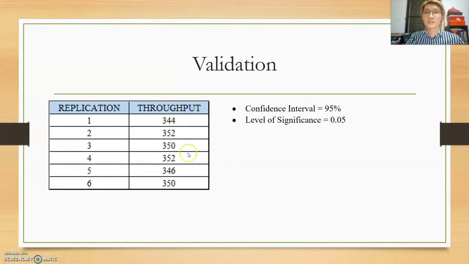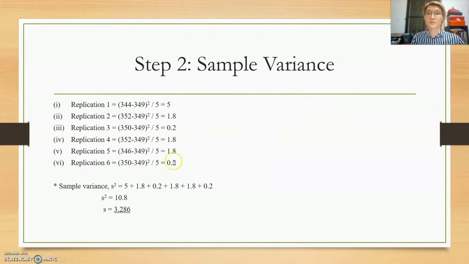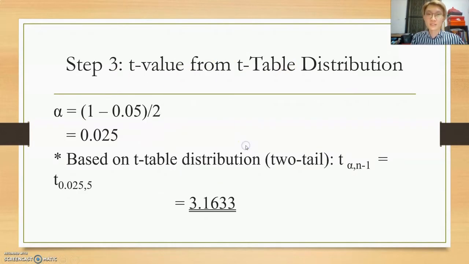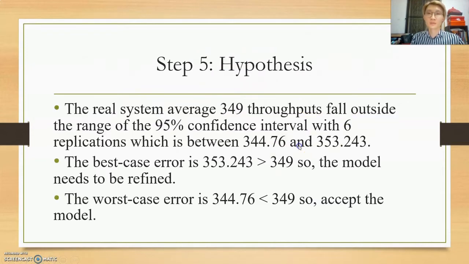Validation is mostly calculation. We do 6 replications. We take 95% as the confidence interval and 0.05 as the level of significance. Step 1 is to get the average. Step 2 is to get the sample variance. For step 3, we get the t value, two tail. Lastly, we get the lower and upper bound values because we use the two tail table.